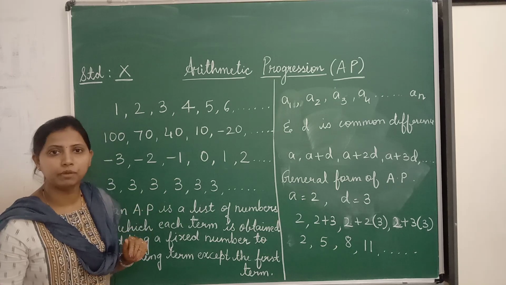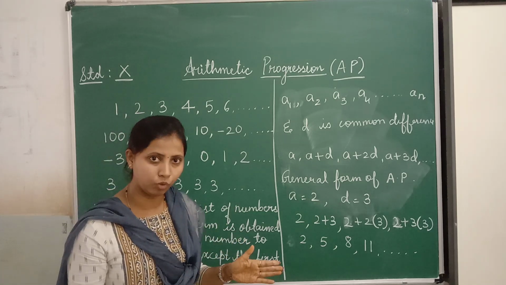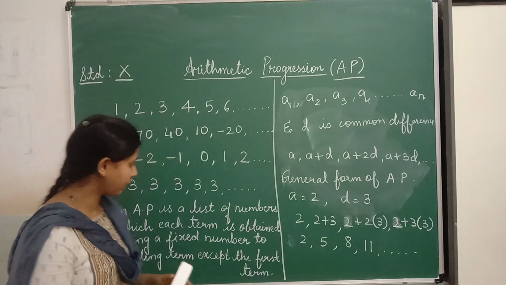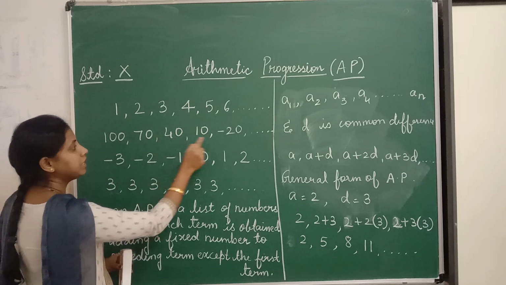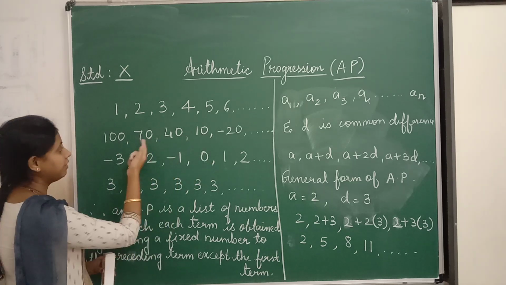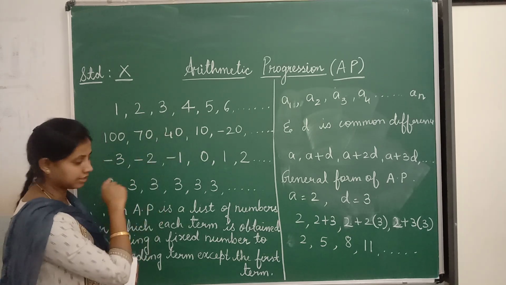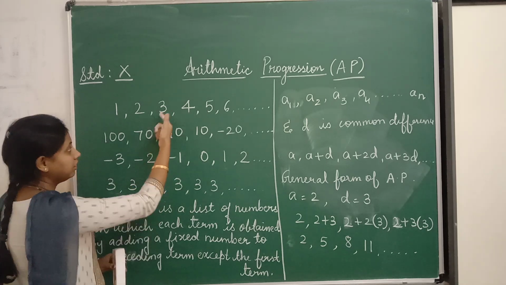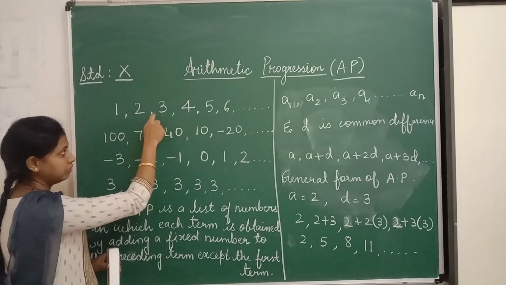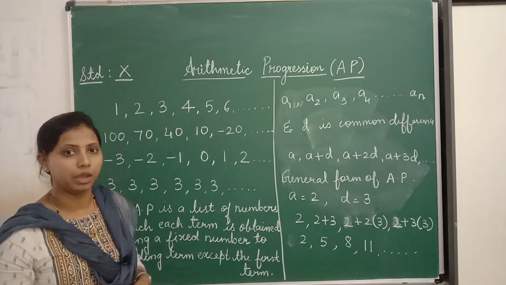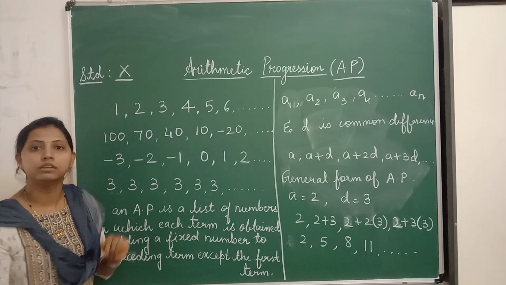Understood? And the common difference. The common difference in an AP can be positive, can be negative, or it can be 0. You can see here the common difference in this list of numbers was 0. In this list of numbers, the common difference was negative. 70 minus 100 is minus 30. 40 minus 70 is minus 30. So the common difference was negative in this. In this, the common difference was 0. And in the first one and the third one, the common difference is plus 1. If I add 1 in the first and third lists of numbers, I will get the AP. So the common difference in an AP can be negative, positive, or 0.